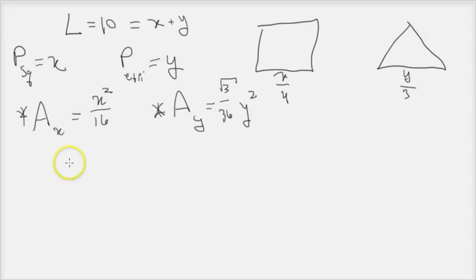And so now we can say A total, the area enclosed by both of them, is going to be A sub x plus A sub y, and that is x squared over 16 plus root 3 over 36 y squared. So now we have our expression for area. Same as with the previous problem, this area, which we're going to need to maximize or minimize, optimize is the general word, we're going to need to take the derivative of it, and we can't take the derivative with respect to two variables. We need to put it all in terms of one. So we're going to use this equation up here as a constraint.